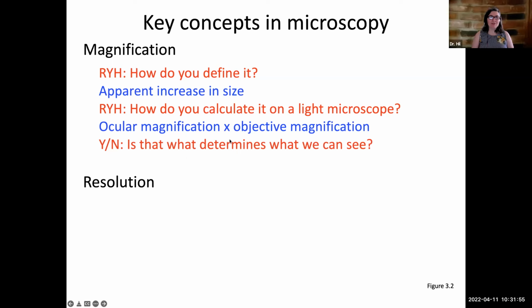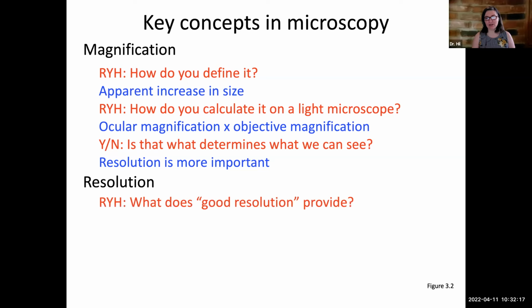Now, is magnification the major or sole factor in determining what you can see with this microscope? Right. Obviously not, because we're not done with this slide. I would argue that resolution is at least as important, if not way more important. And so what is resolution? What does good resolution provide that bad resolution doesn't do as well?